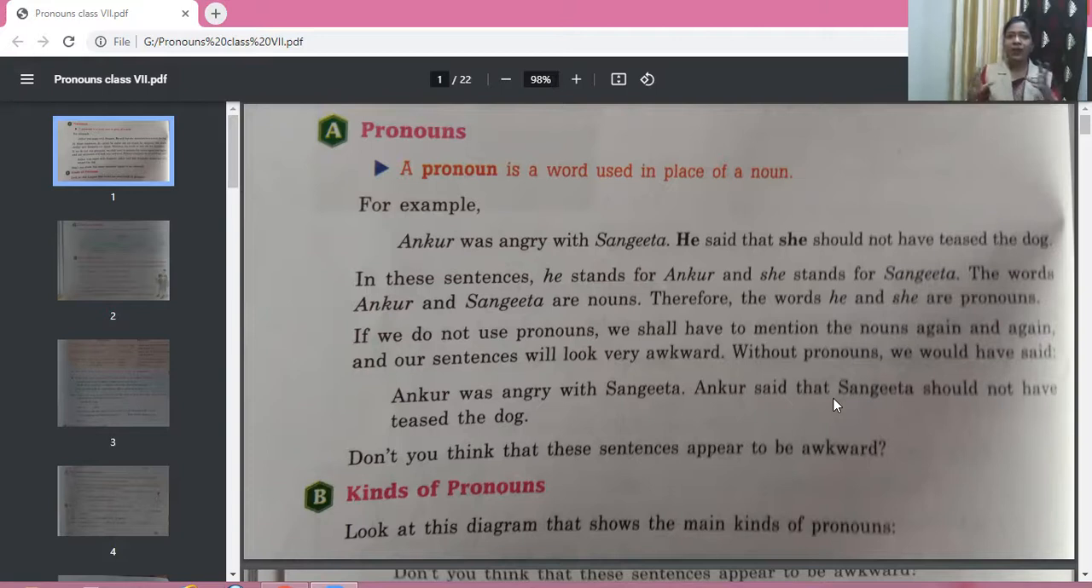Okay. So, what are we doing? Instead of repeating Ankur and Sangeeta again and again, which would definitely look very awkward, we are using he and she. So in place of nouns, we are using pronouns. So pronouns are the words which are used in place of nouns for the beauty of the language. If we repeat the same name again and again, then we will lose the beauty of the language. So to maintain that, and for the sake of a good language, we use pronouns.